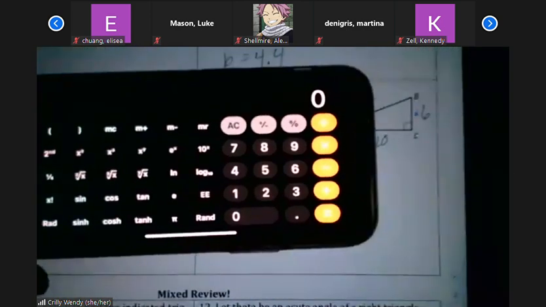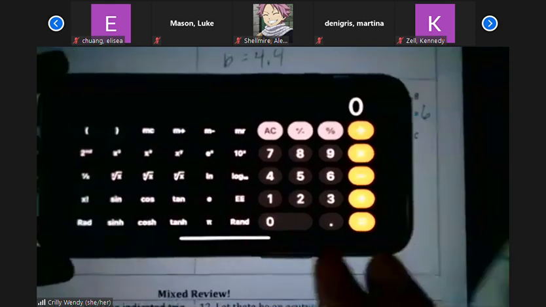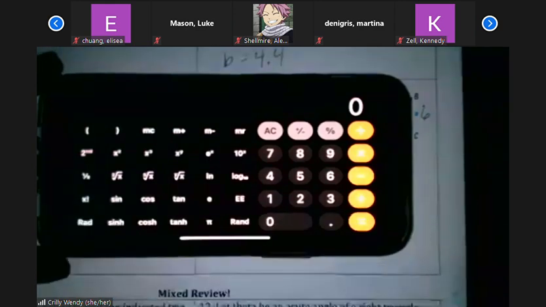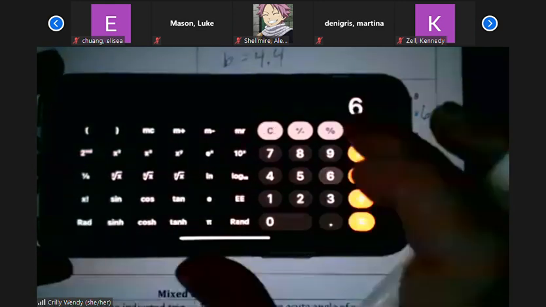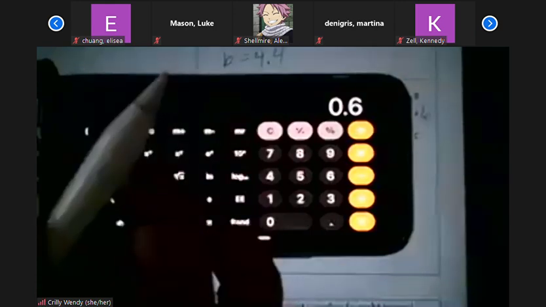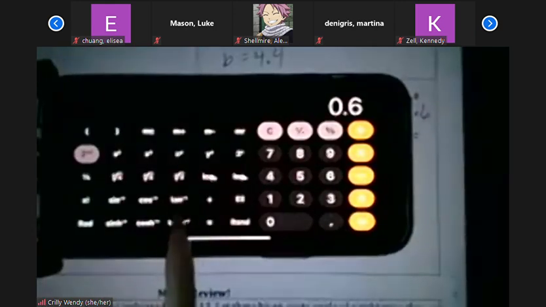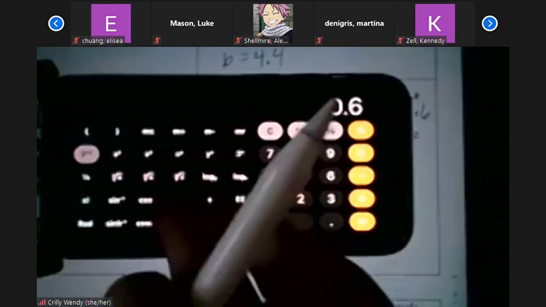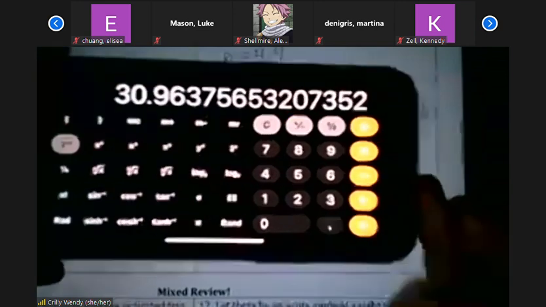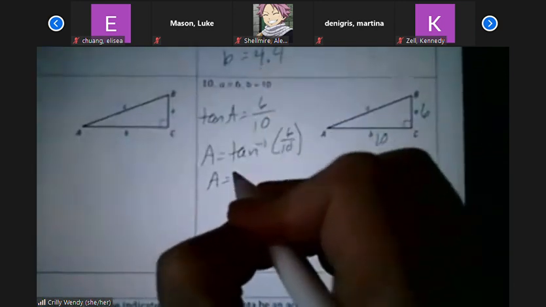For tangent inverse, if you have a calculator that has a fraction key, you can just enter 6 over 10. A lot of times it's hard to find the fraction key, so I just say 6 divided by 10 equals. Then tangent inverse, the one where you have to hit the shift key or the second key first. So I'm going to hit second. Now it says tangent with the little -1. That's tangent inverse. And we get basically 31 degrees. So A is 31 degrees.